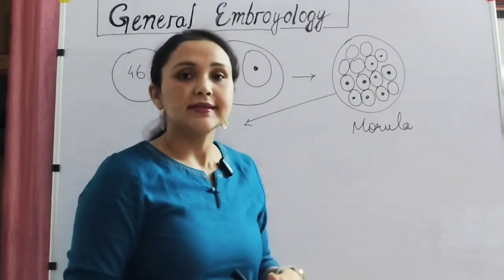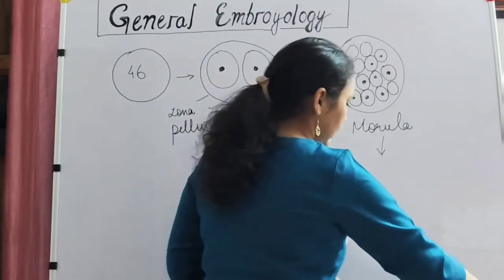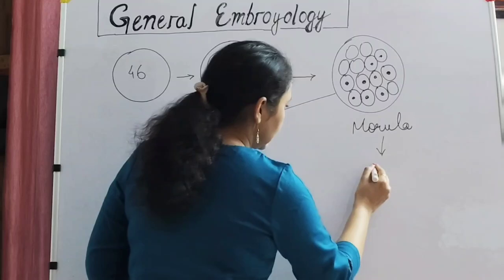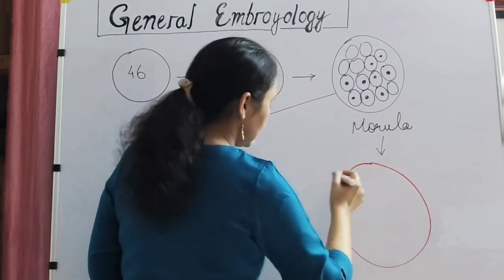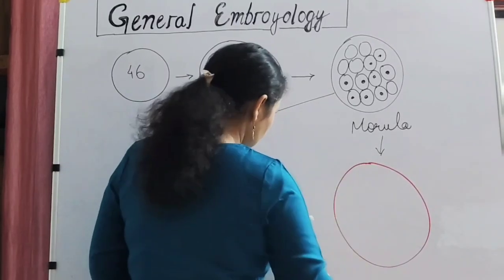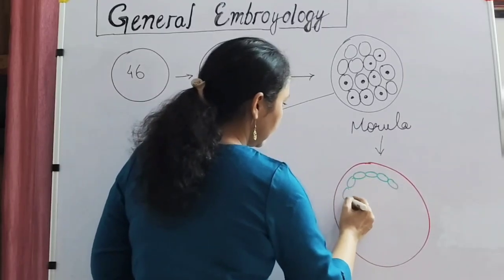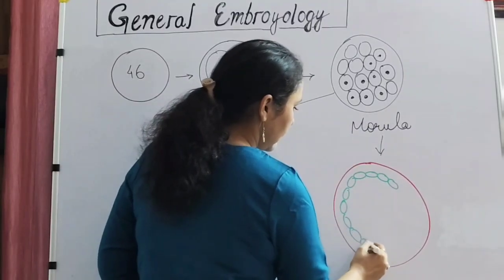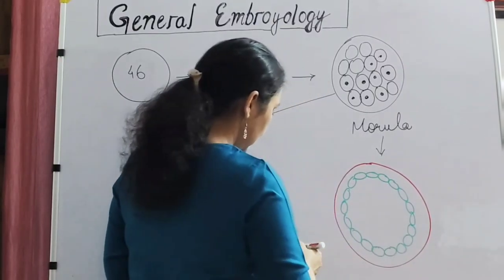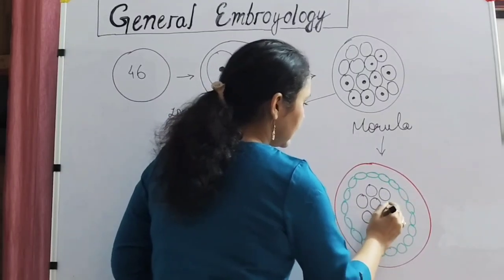Now, if we take a section of the morula, how does it appear? We can show the zona pellucida in red color. So there is a zona pellucida of the red color. Then there are cells that are arranged on the outer side. Right? And then there are cells on the inner side.